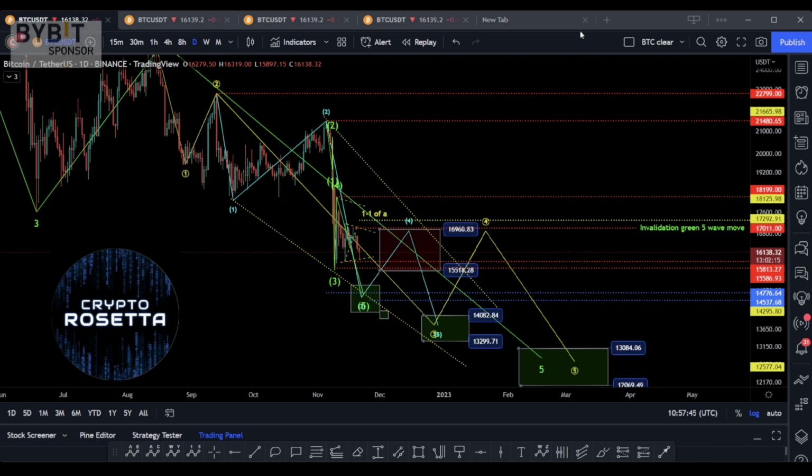Welcome everybody. My name is Savage and today we're going to be looking at Bitcoin paired up against USDT.